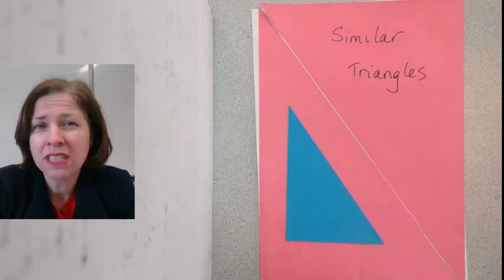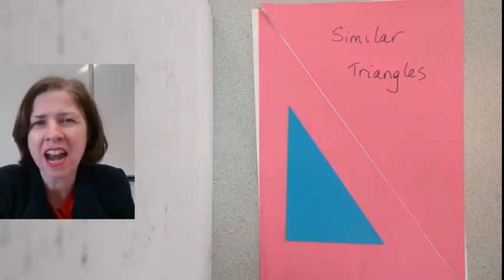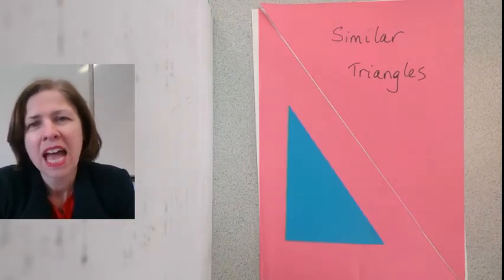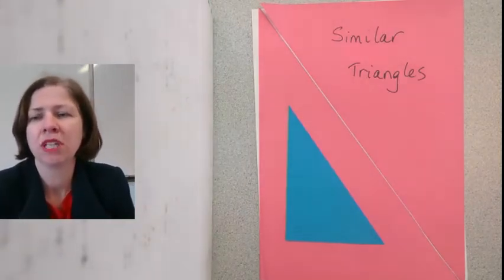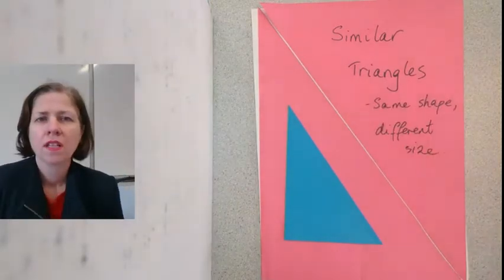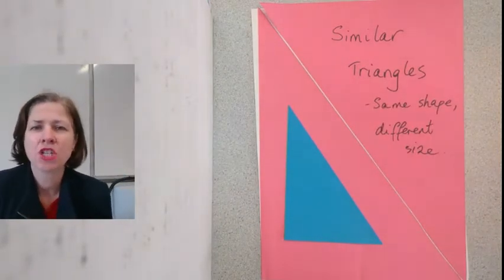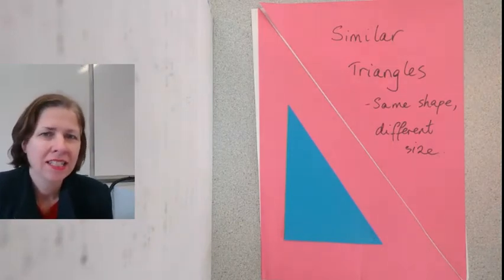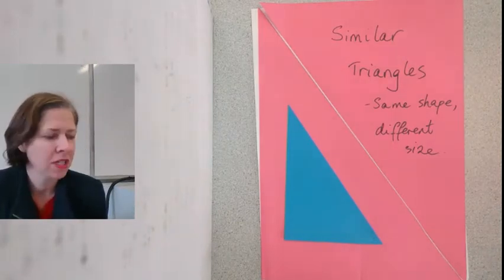So first of all, similar. This is an English word that we use all the time to describe two things that are sort of the same, but there's something different about them. And that's basically the case with similar triangles. So similar shapes are shapes that have the same shape but different size. And similar triangles have the same shape but different size.